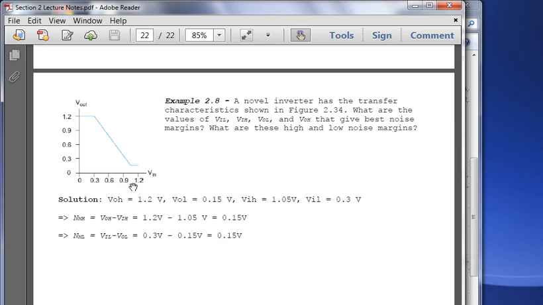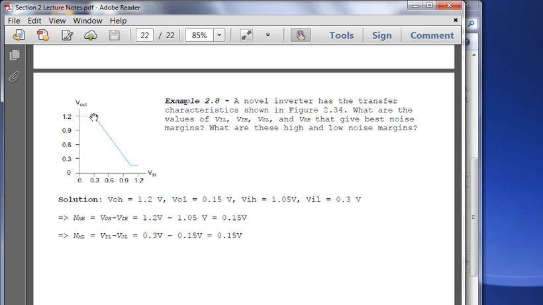VIH is going to be 1.05, and VIL 0.3. And the reason why is it's these two. It's basically we're figuring out the points of the slope. If you remember back from algebra, you're figuring out the two points of the slope. Here and here, you just figure out the coordinates, and that becomes where your noise margin range is.